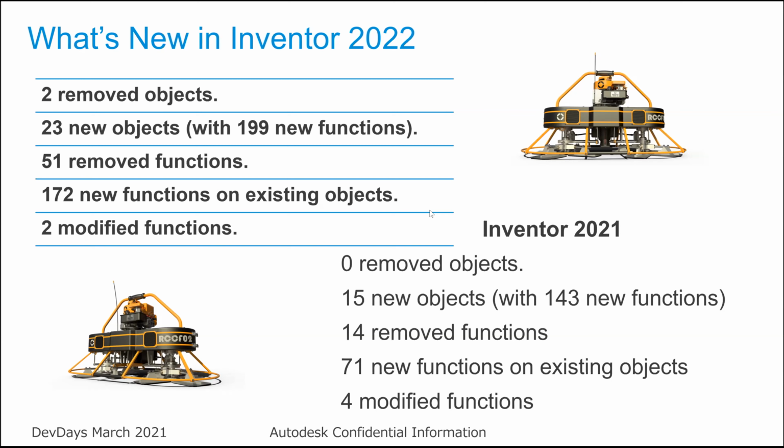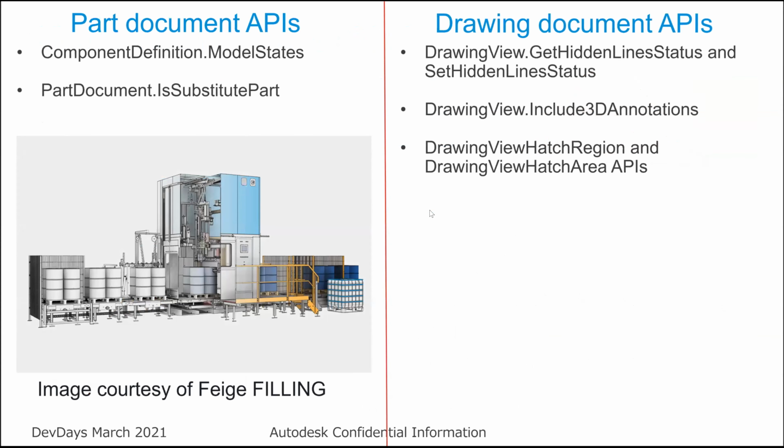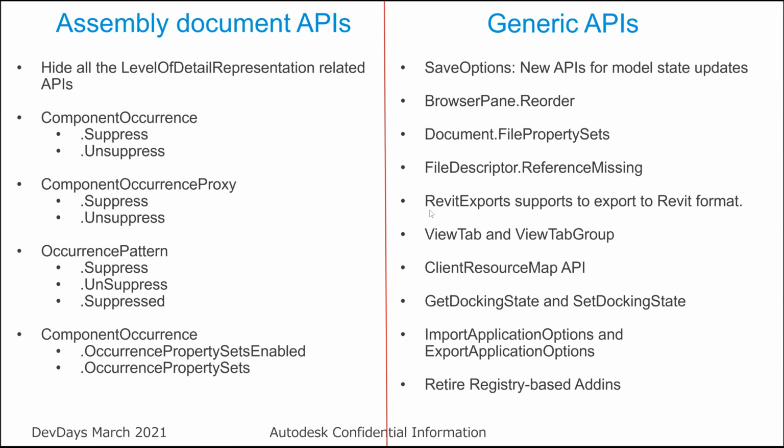This presentation will be broadly classified into 4 categories: part document APIs, drawing document APIs, assembly document APIs, and the rest are generic APIs. These are the APIs which come under part document APIs and drawing document APIs. Similarly, we have assembly document APIs and generic APIs. We see a larger number of changes or enhancements in generic APIs. We'll go through them one by one.